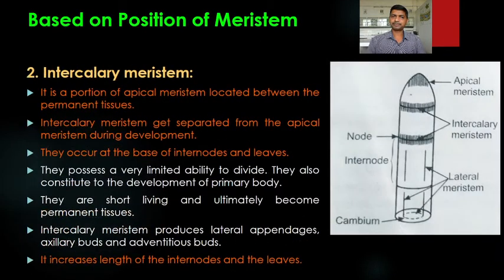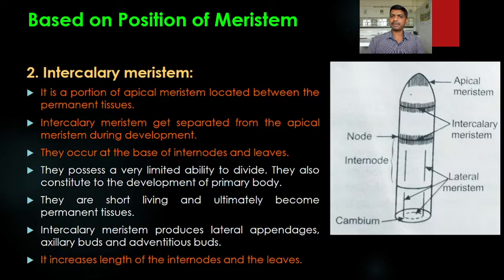The next type is the intercalary meristem. It is a portion of apical meristem located between the permanent tissue. Here we can see the intercalary meristem, which is a portion of apical meristem located between the permanent tissue. This is the permanent tissue, and here also the permanent tissue. So the intercalary meristem is present in between the permanent tissue.